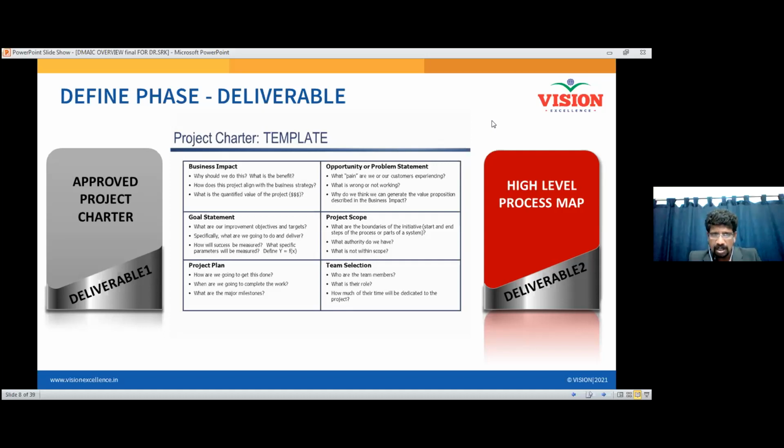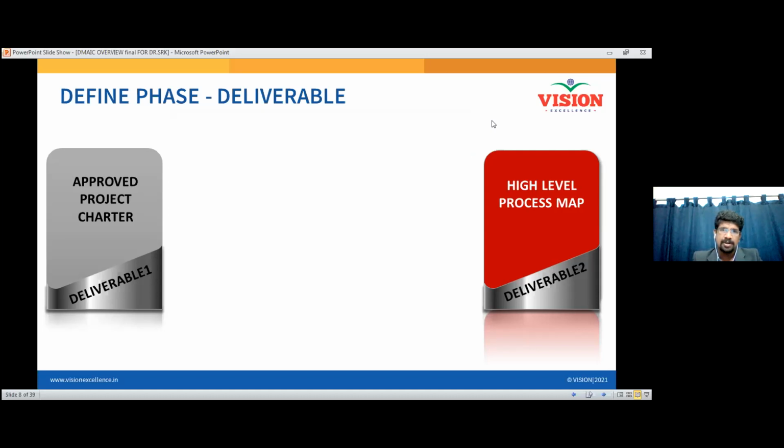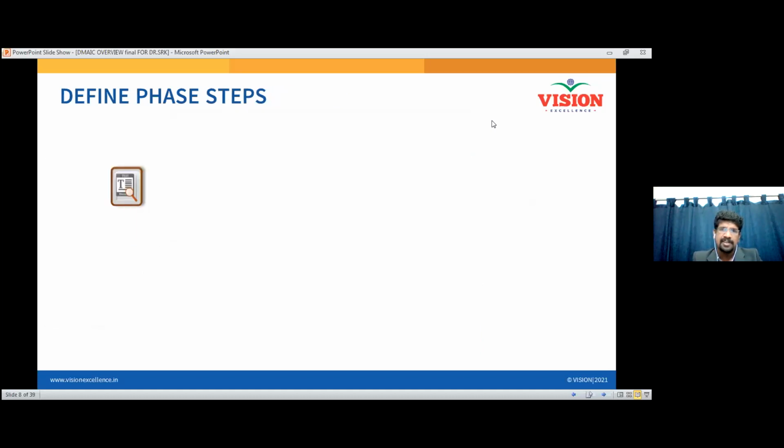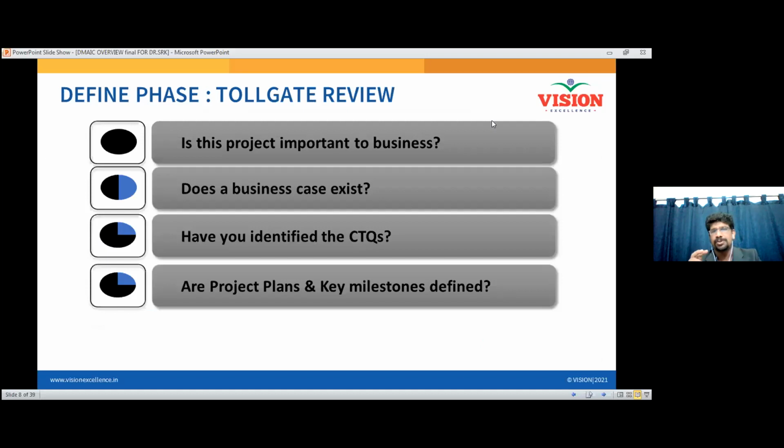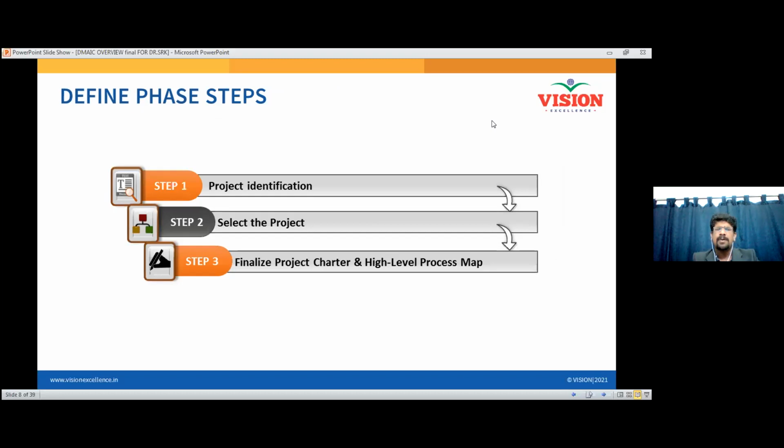Now I believe all of you are able to understand what you are going to do in the define phase. The important objective of the define phase is to find out whether the project is going to have business impact, whether a business case exists, whether you are able to identify the CTQs, and have you identified the key stones. And the important steps are identification, selection, and development of the project charter. Any doubts you can ask. Our team will be happy to answer, or you can go for a break.